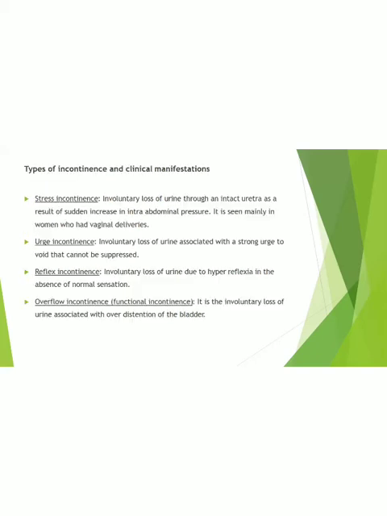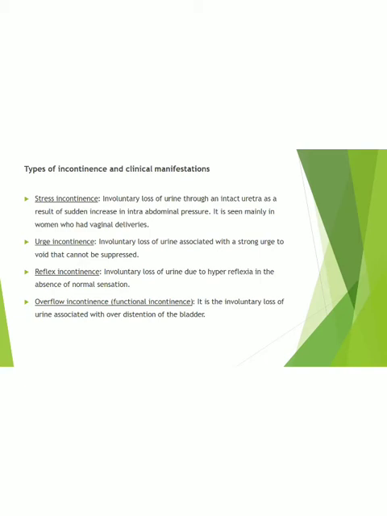So now, what are the types of incontinence and clinical manifestations? There are a few types of incontinence. We have stress incontinence. From the word stress, we know it is due to stress on a person. Here there is involuntary loss of urine through an intact urethra as a result of a sudden increase in intra-abdominal pressure. It is seen mainly in women who have had vaginal deliveries. When there's stress there will be pressure on the abdomen. So mostly it happens in women who have delivered babies through vaginal deliveries.